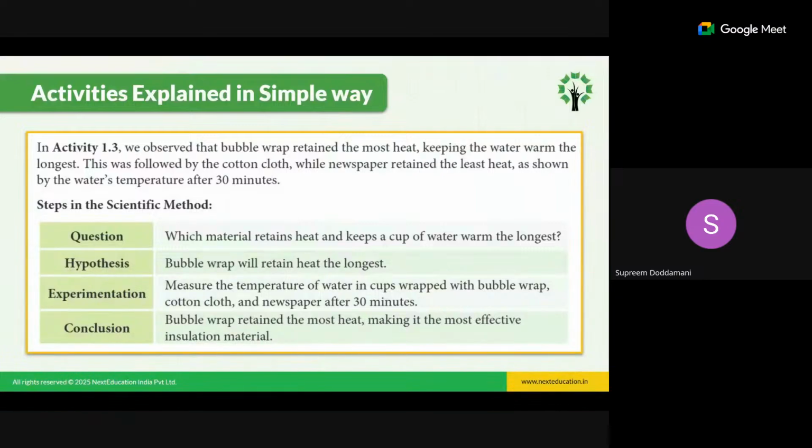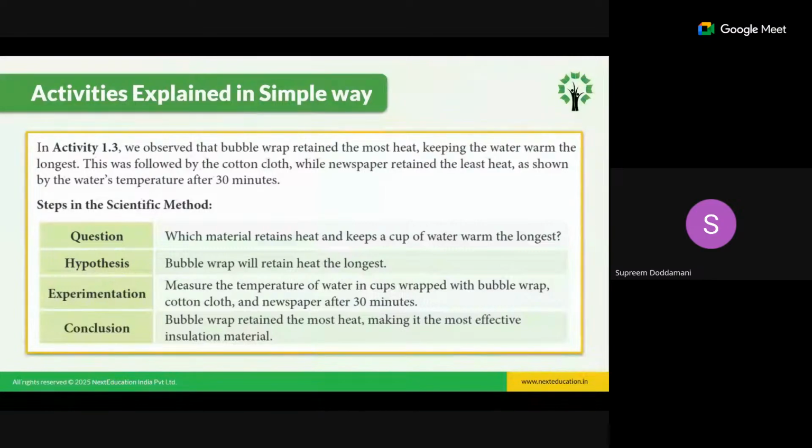Below that, we have given steps in the scientific method. So instead of giving it in a complete paragraph, we have broken it up and separated it step by step. Questions are there, hypothesis is there, experimentation, conclusion.